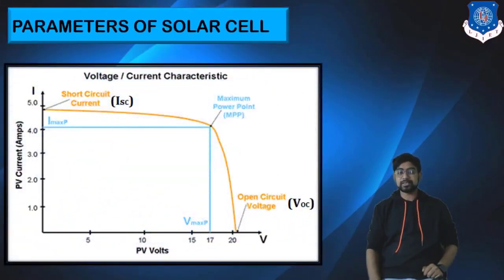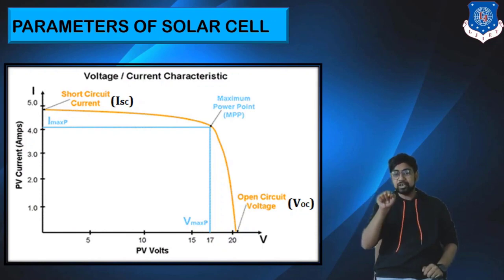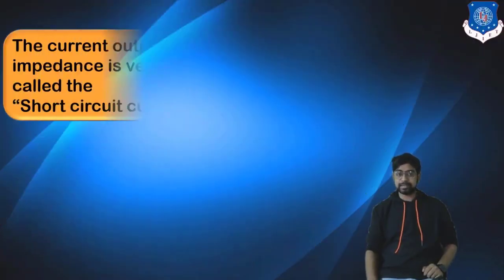Now, the parameters of the solar cell. Before that, we will go through the V-I characteristics. Ideally, the blue line is there, which is nothing but Imax, Vmax, Pmax, the ideal characteristics. But in real time, we get the yellowish portion. In that you get two points: ISC, the short circuit current, and the open circuit voltage. What are these two points? Let us discuss them in the parameters.